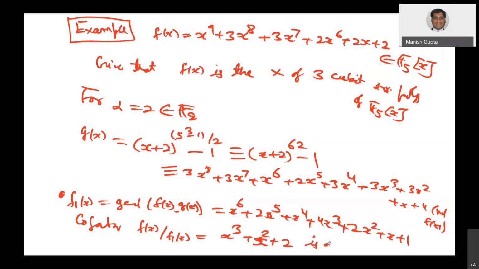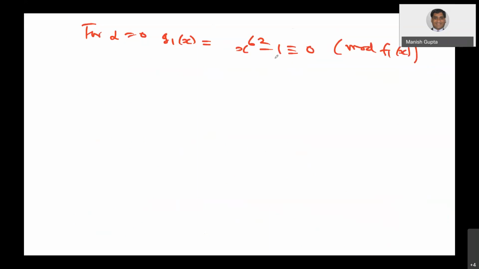So this is an irreducible factor of f(x). So one factor is there. The other two factors are obtained from f1(x). So we know f1(x) is this, and from there, we can again call the algorithm. For alpha equal to 0, g1(x) is x^62 - 1, which is congruent to 0 mod f1(x) this time rather than f(x). And then the GCD of f1(x) and g1(x) is f1(x). So it's a trivial factor.